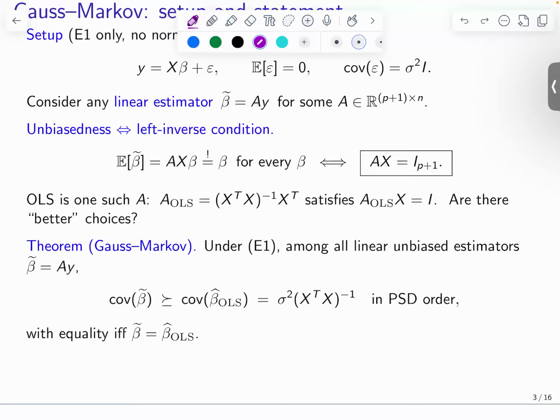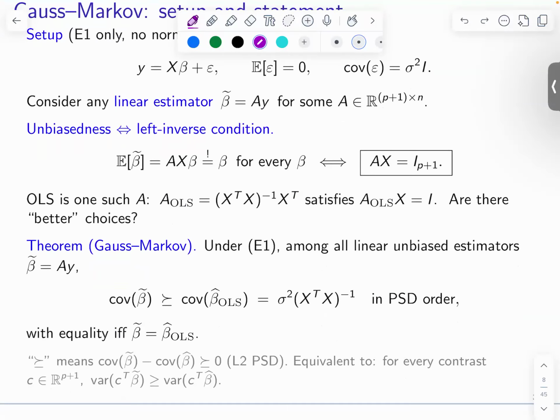The covariance matrix would be different, and the inequality would be strict in the sense that you can find a linear combination such that the variance is strictly bigger. Okay. And then the meaning I already mentioned: it is equivalent to this difference being positive semi-definite, which is equivalent to the variance of all linear probes having this order. So how do we prove this? How should I go about proving it?